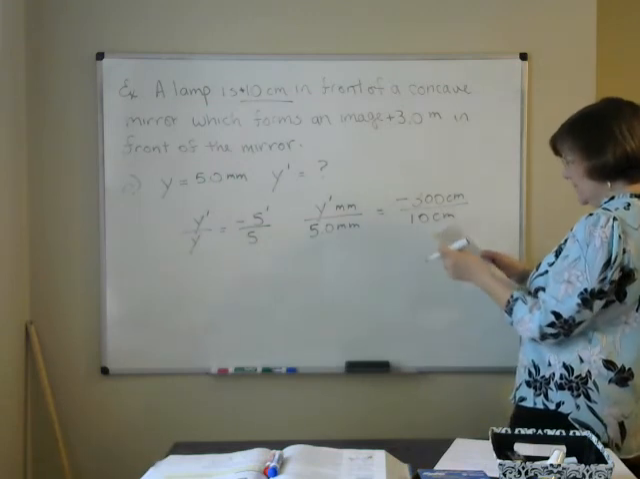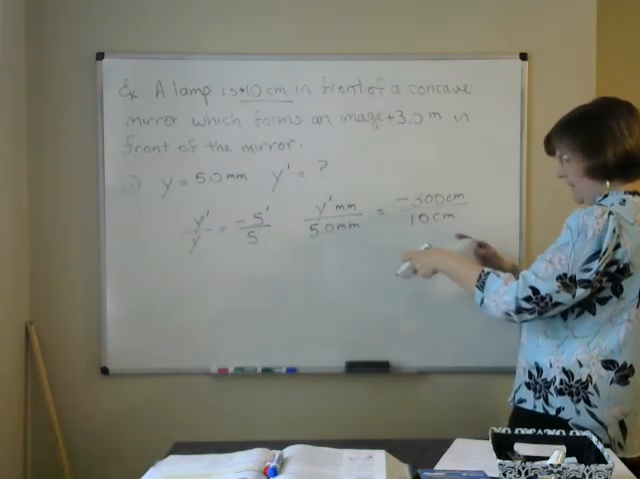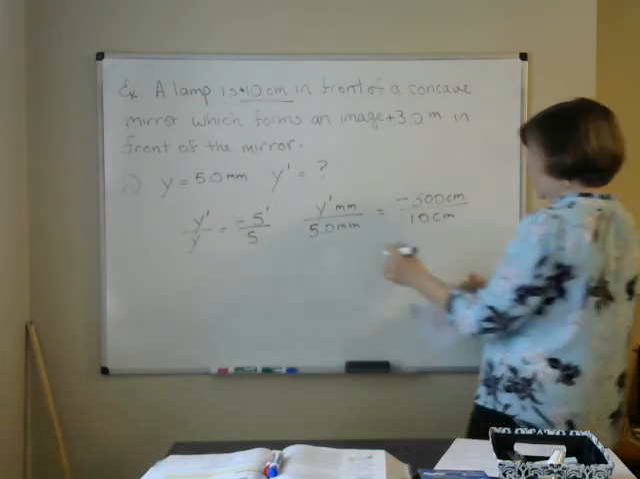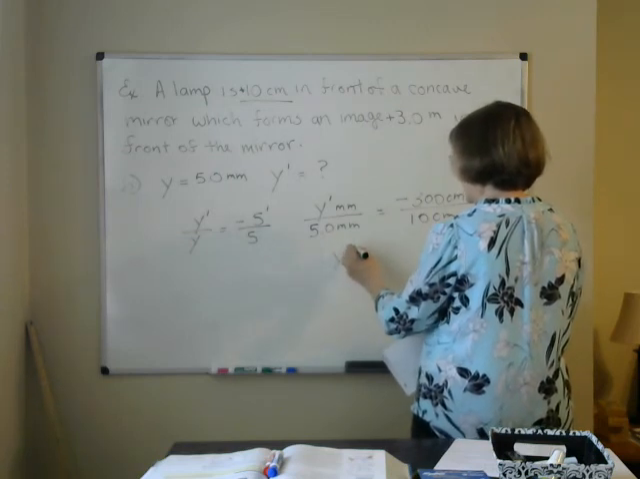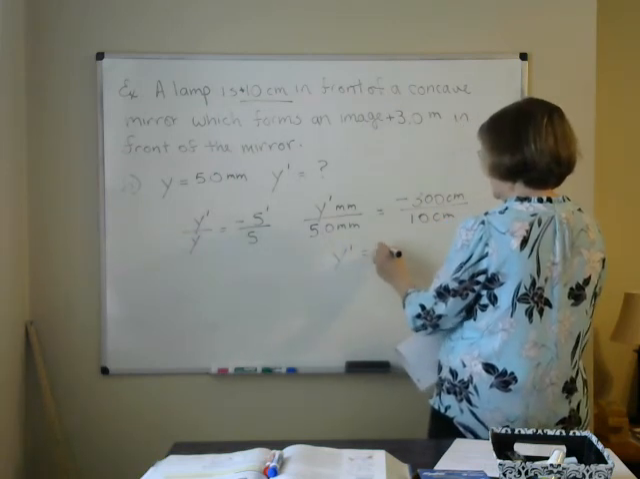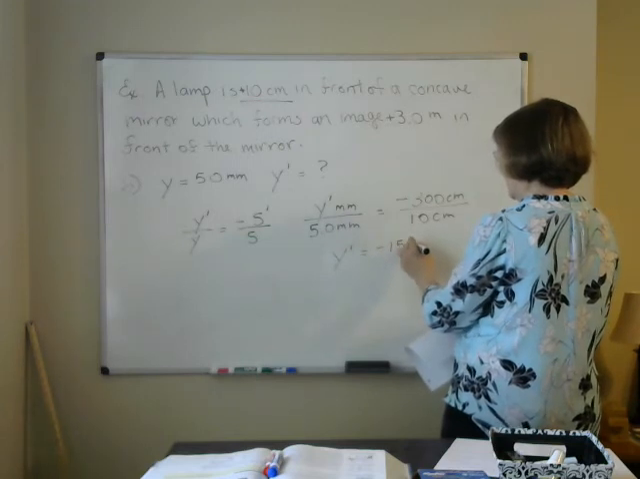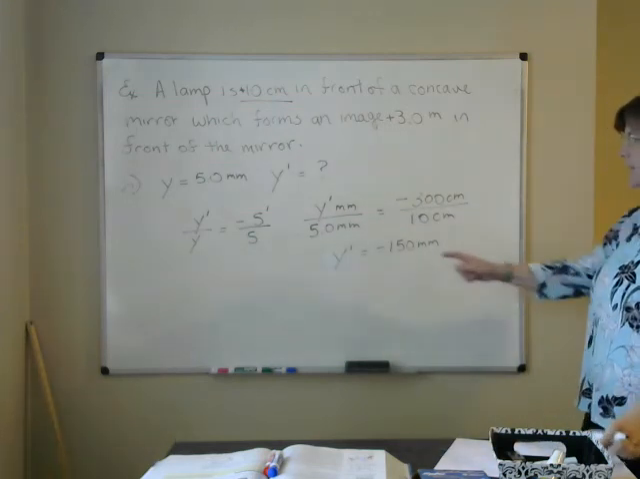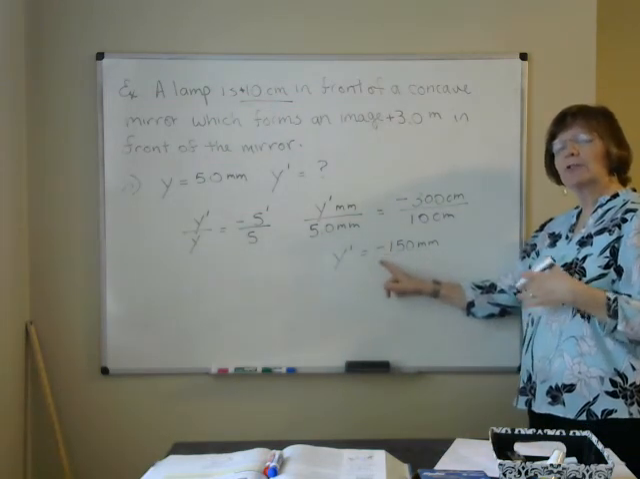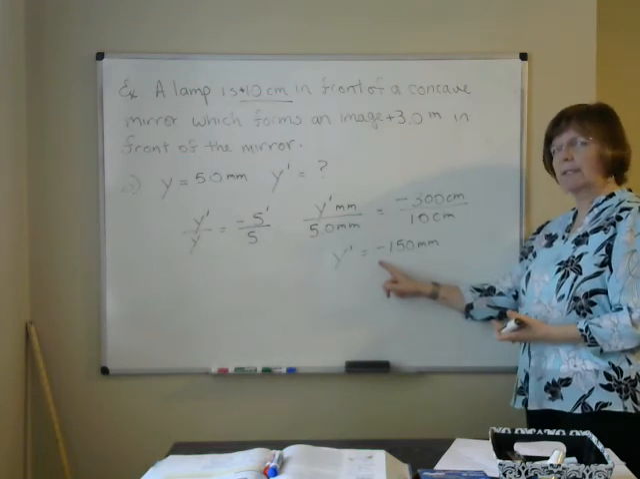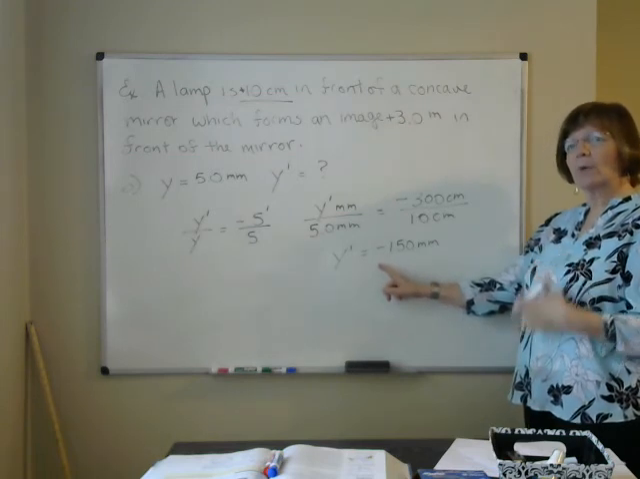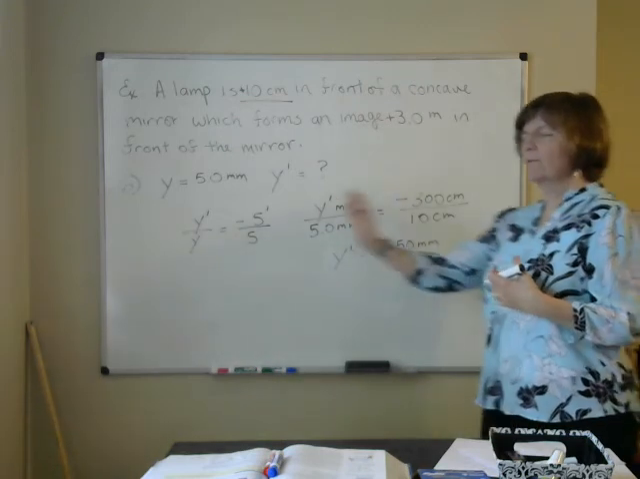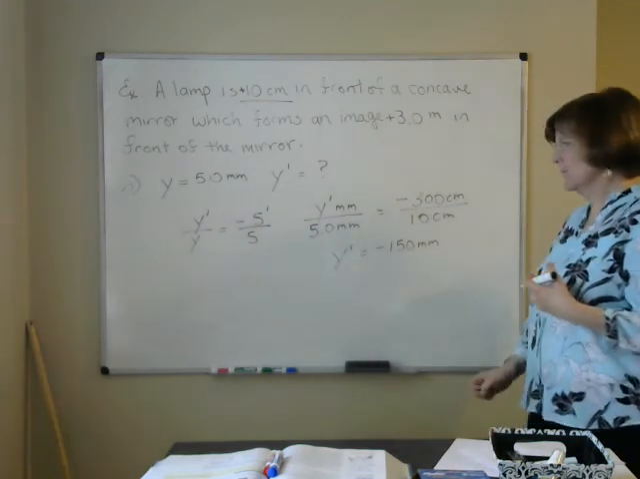When I cross multiply and I solve for that, let's see what I get. I get y prime equals a negative 150 millimeters. Now, what is the negative telling me? The negative is telling me that that image is going to be inverted. It's going to be upside down. I knew that because real images are inverted, and when a mirror forms an image out in front of it, it actually is focusing the light through. That is a real image.